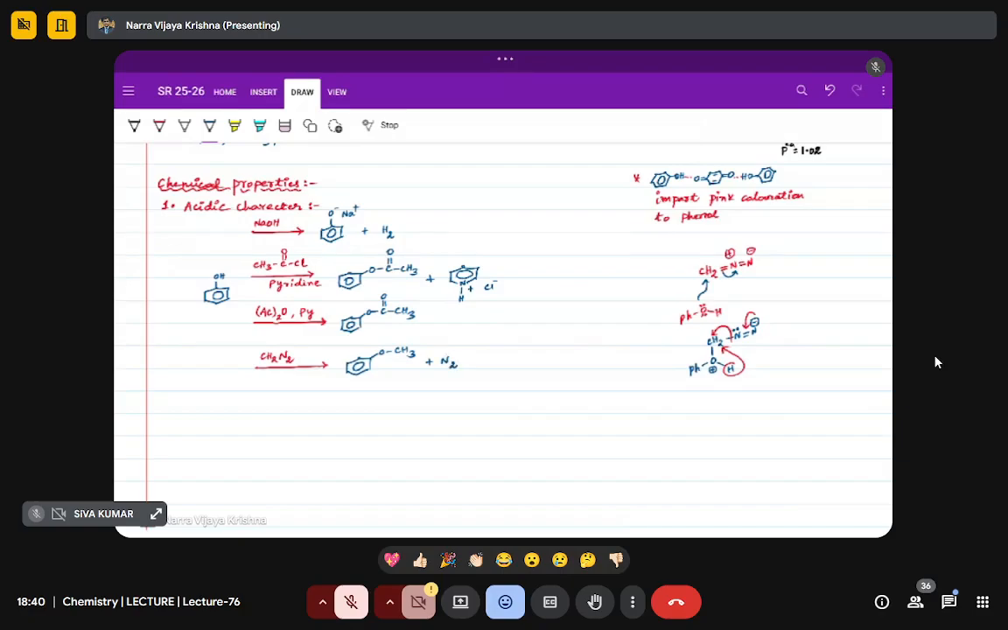So, in all these cases, in phenol, which I am replacing? Hydrogen. Because of acidic hydrogen of H plus, all these reactions are shown. So that's why all these are because of acidic hydrogen.